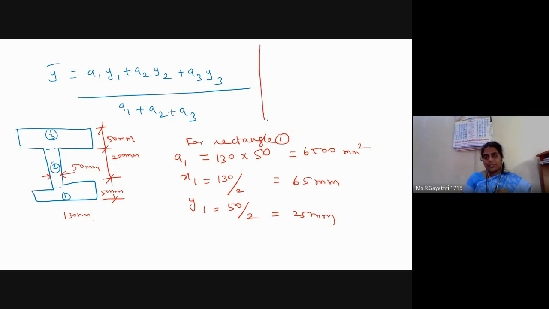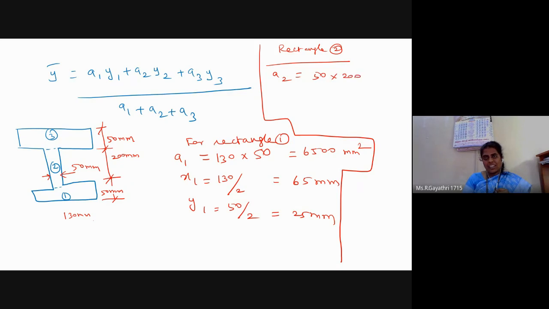Okay, next rectangle 2. For rectangle 2, A2 is equal to width 50, height 200. So 10,000 mm square. X2 value 50 by 2, 25 mm. Y2 value 200 by 2, 100 mm.